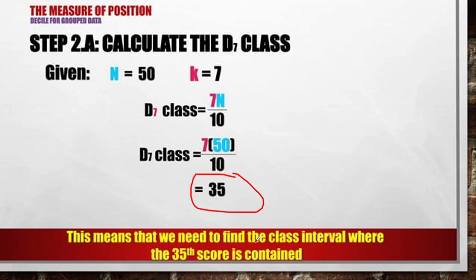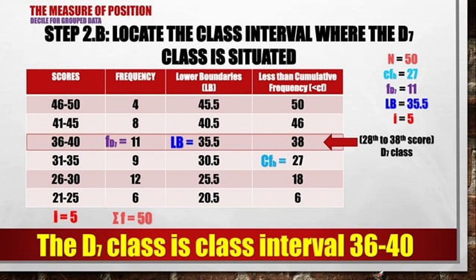This means that we need to find the class interval where the 35th score is contained. So, asa man nato pangitaon si 35? Adto ta maglantaw sa cumulative frequency. Asa man na under si 35? Sa 6, dili. Sa 18, dili. Sa 27, dili. Sa 38, yes. Kay unsay pasabot ani? See, kining 38 na part is from 28 to 38. So, si 35 ma-fall siya diri sa cumulative frequency. Pasabot, mao ni ang ato D sub 7 na class.